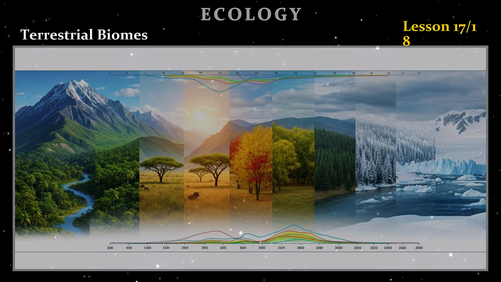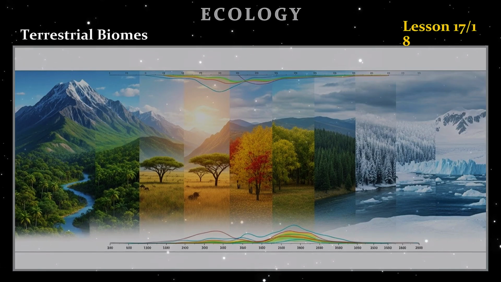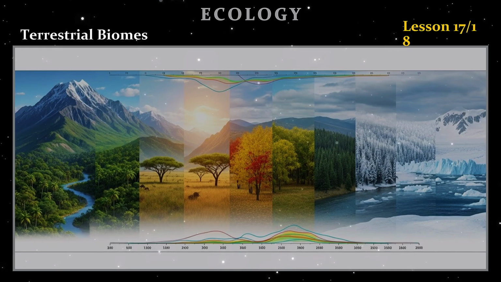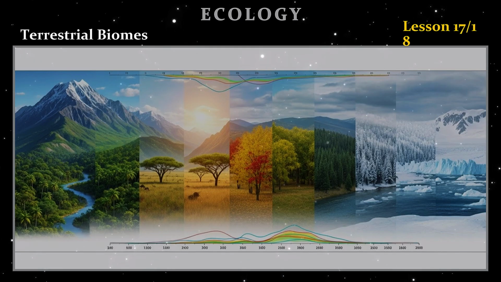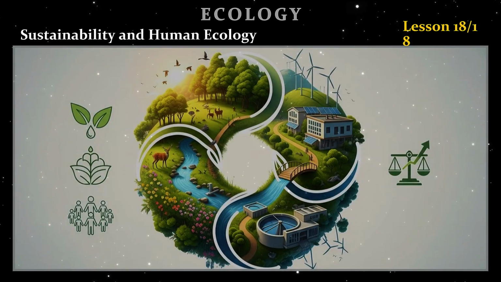We cannot ignore the impact of human civilization. We modify, we extract, and we manage. To truly understand ecology in the 21st century, we must understand the intersection of nature and society. We must look at the science of sustainability. Our final advanced module explores the future of our relationship with the planet. Lesson 18. Sustainability and Human Ecology.